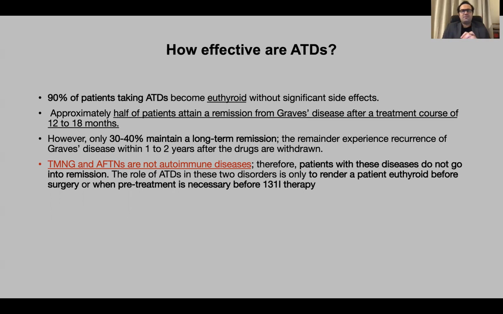But the problem is that it needs a long-term treatment of around 12 to 18 months in adults and around 36 months in children to attain a remission. And for a long-term remission, there are around 30 to 40% chances. Because when you stop numercazole, there is recurrence of Graves' disease. And this should be kept in mind, and the patient should be educated about it.